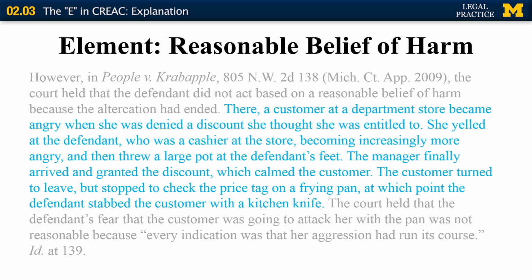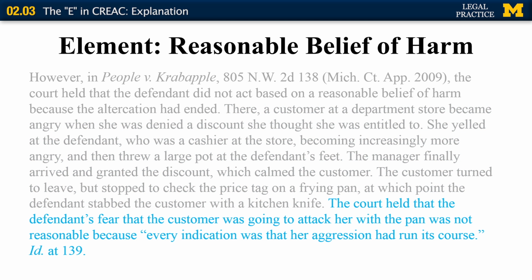In the case People versus Crabapple, a customer at a department store became angry when she was denied a discount she thought she was entitled to. She yelled at the defendant, who was a cashier at the store, became increasingly more angry, and then threw a large pot at the defendant's feet. The manager finally arrived and granted the discount, which calmed the customer. The customer turned to leave, but stopped to check the price tag on a frying pan, at which point the defendant stabbed the customer with a kitchen knife.